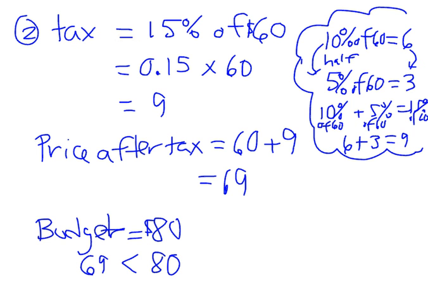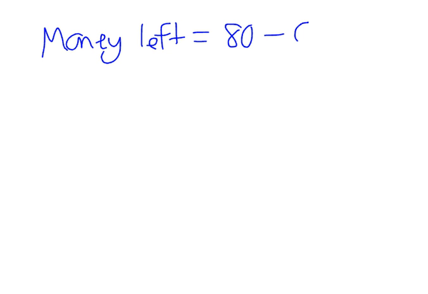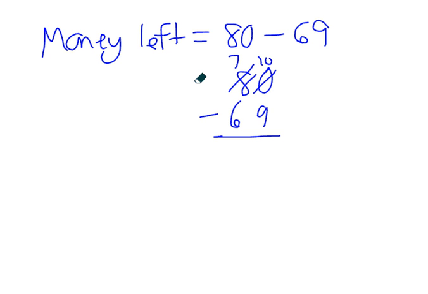Can I find if I have some money left? Let's find out how much money I have left. So I had $80, and let's say I pay 69 for my shoes. How do you do 80 minus 69? I guess maybe it's gonna be easier to do it like this. 80 minus 69. So 0 minus 9 doesn't work. I'm gonna change a 10 into 10 ones. So 10 minus 9 is 1, 7 minus 6 is 1.